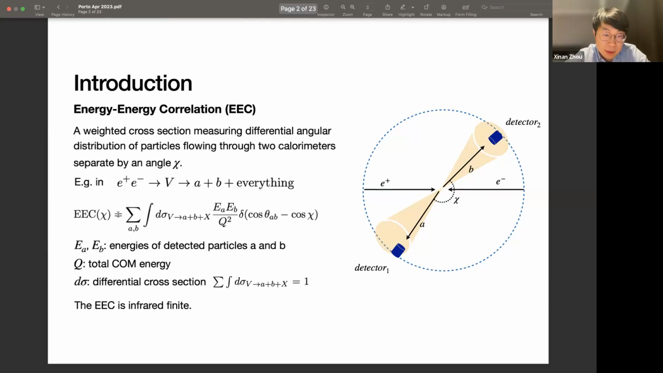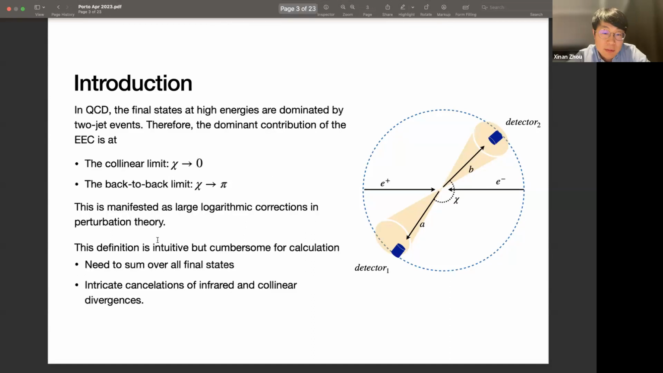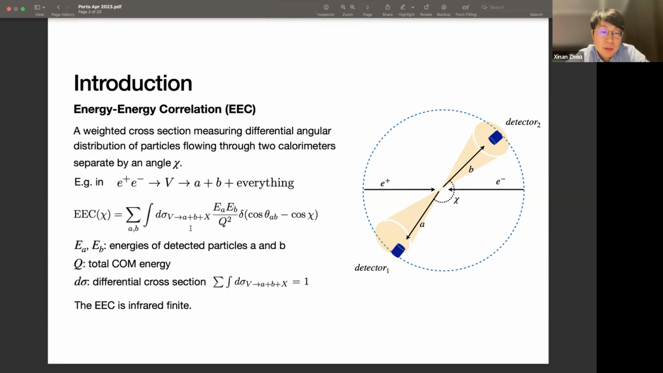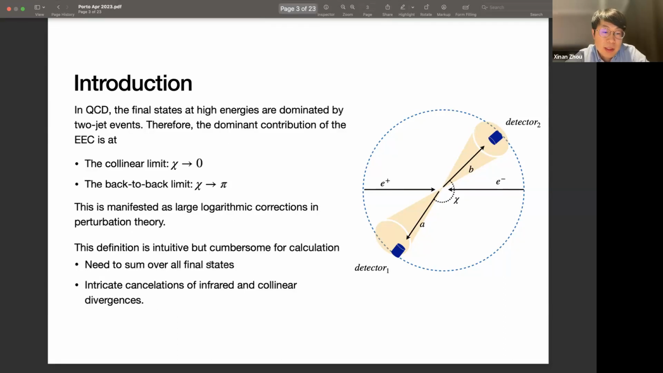Now, this definition here is very physical and intuitive to understand, but in practical calculations, it's a bit cumbersome, because if we want to compute this EEC from amplitudes, we need to sum over basically all the final states, which is quite complicated, and also in the calculation, there are intricate cancellations of infrared and collinear divergences.